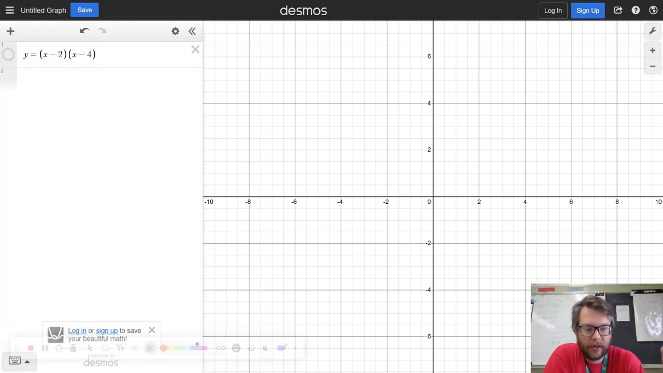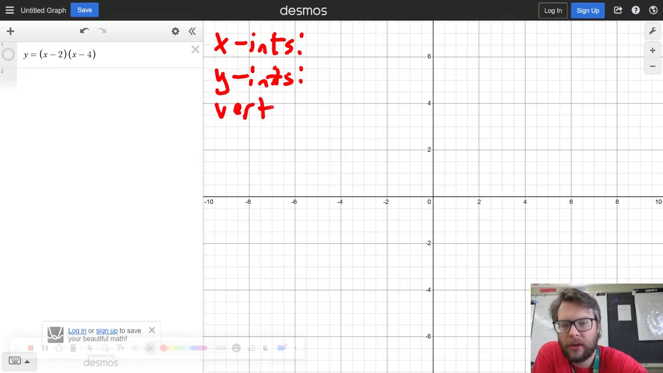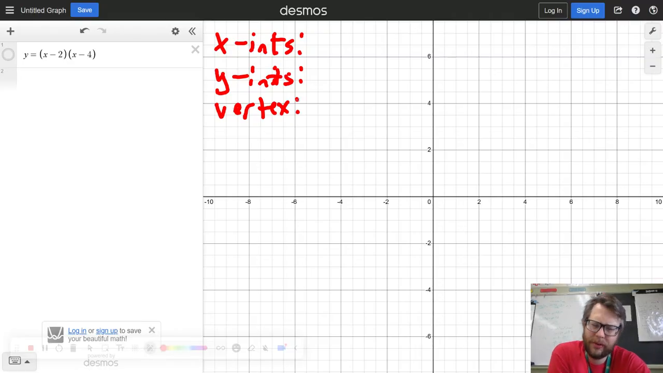Anytime you are given a quadratic equation, the different points that you're going to want to try to figure out are the x-intercepts, the y-intercepts, and the vertex. And with factored form, you can find all of those fairly easily. When we do a standard form video, it can get a little trickier, but in a factored form video, you can find all of them pretty easily.